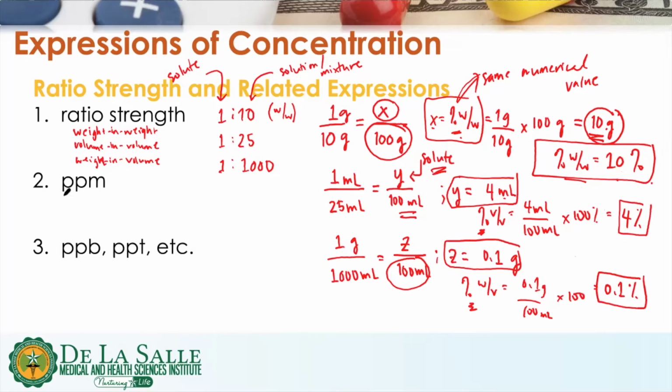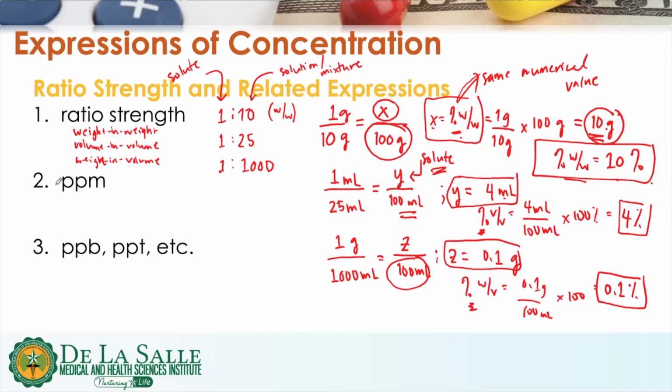Now, even more dilute solutions, such as the fluoride in drinking water and certain contaminants in environmental waters, can be expressed using ppm or parts per million, ppb or parts per billion, or ppt parts per trillion, and many more. Now, what do we mean by ppm, ppb, ppt, and so on and so forth?